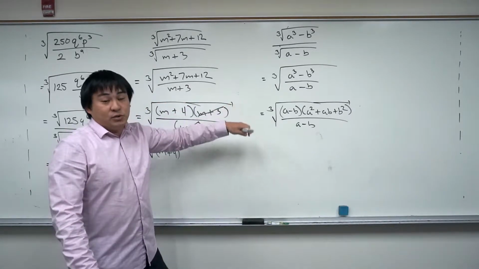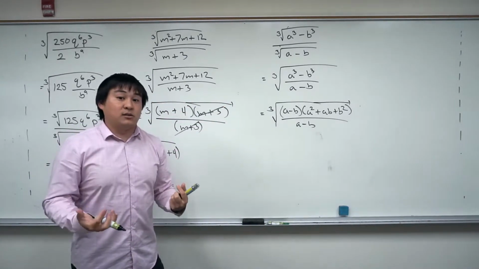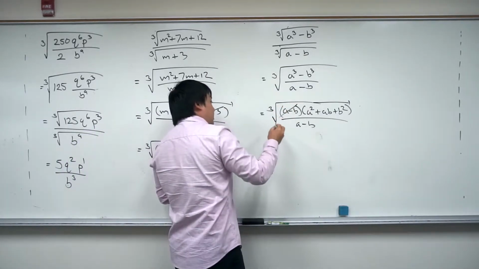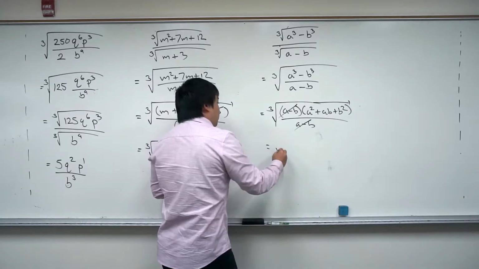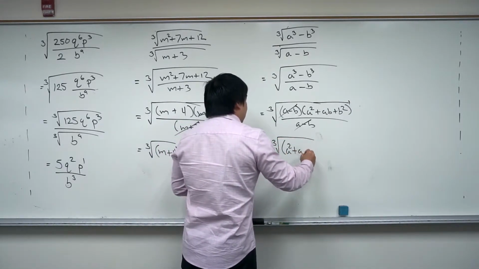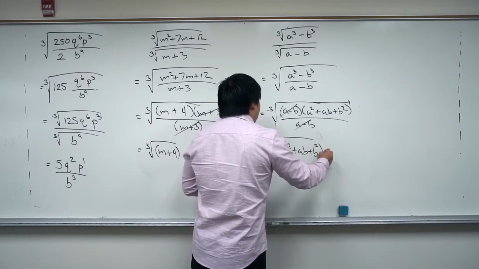So remember, your special cases are there so that you can factor these kinds of things very fast. So hopefully you remember these. These cancel out, and you're left with the third root of a squared plus ab plus b squared.